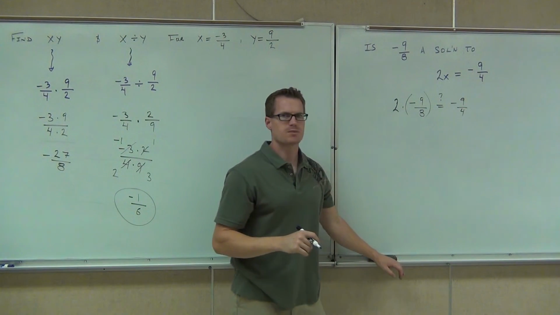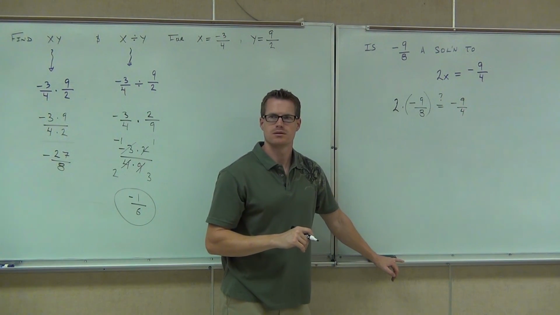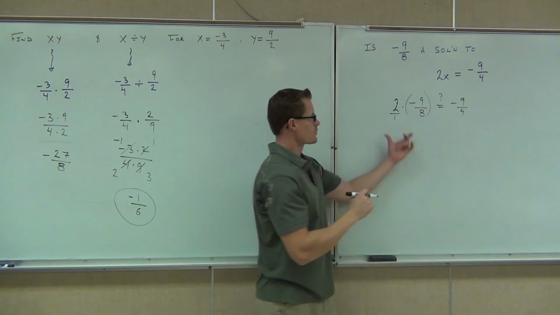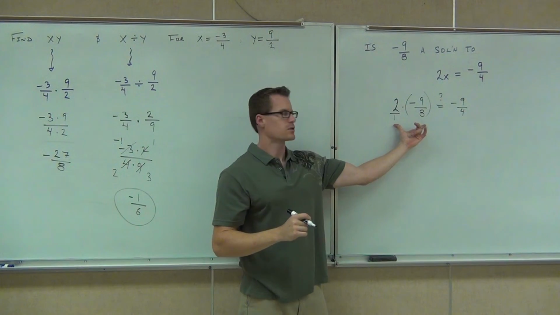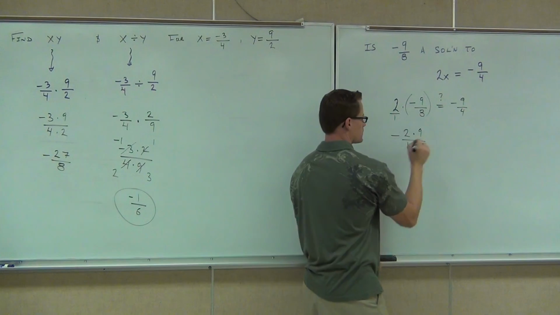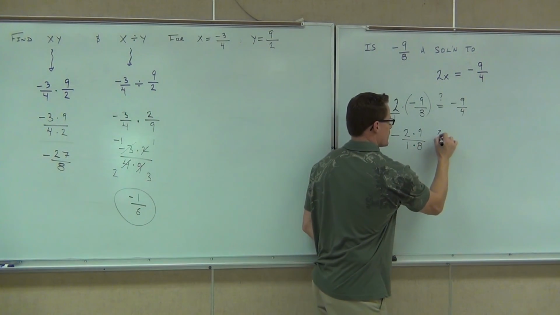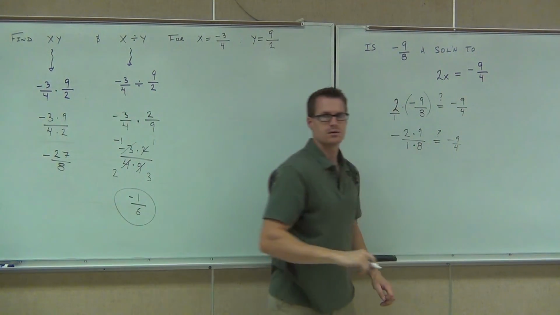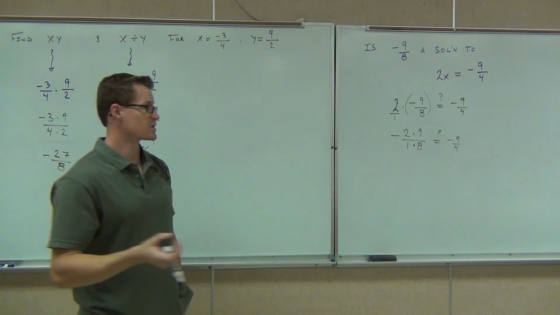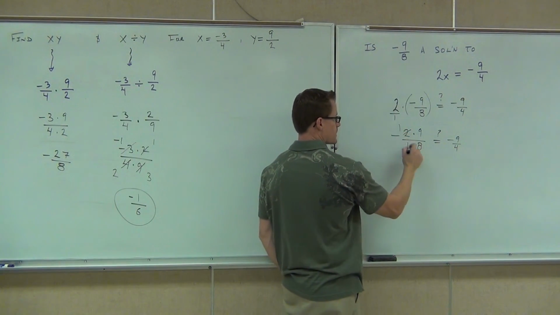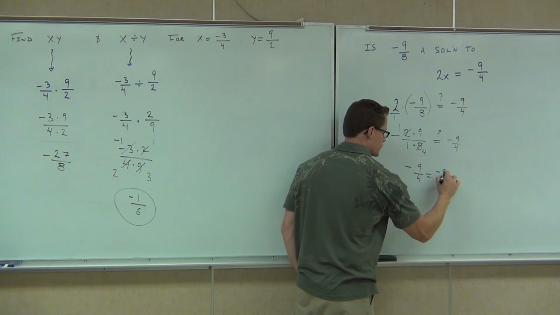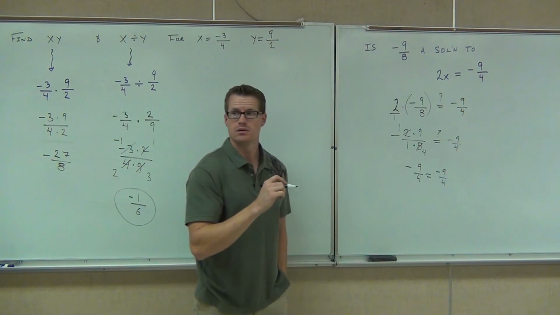How do I do 2 times negative 9/8? That's only one. Okay, so I've got to change it to a fraction first. Is our answer over here going to be positive or negative? Negative. Good. So I'll have negative 2 times 9 over 1 times 8. And we're asking, is that the same as negative 9/4? What do you think? Yes. Yeah, we'll do some simplification. 2 goes into 2 1 time and into 8 4 times. We get negative 9/4. That is equal to negative 9/4. Is that a solution or not? Yes. Good.